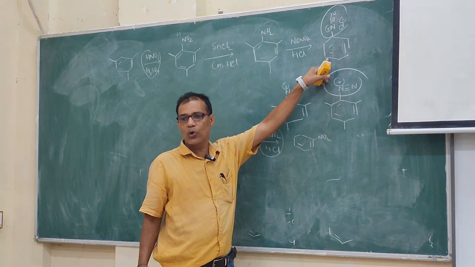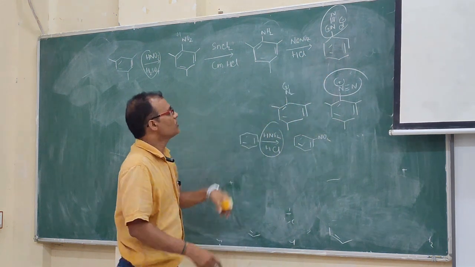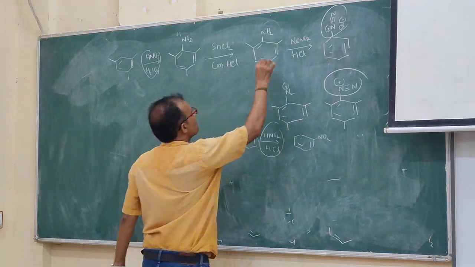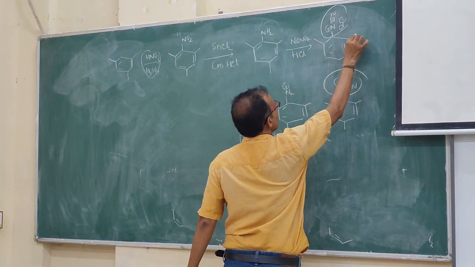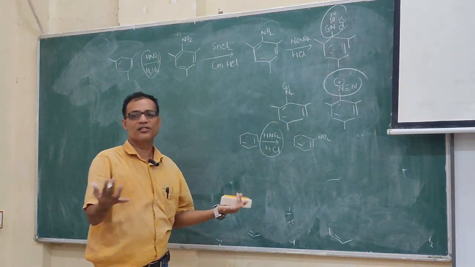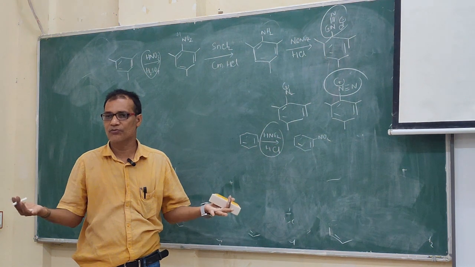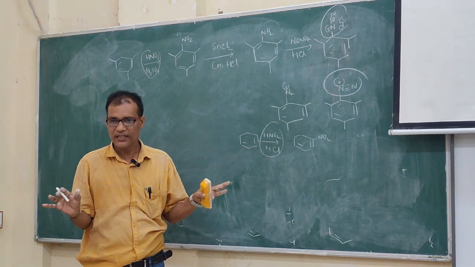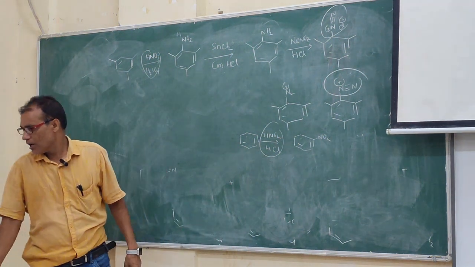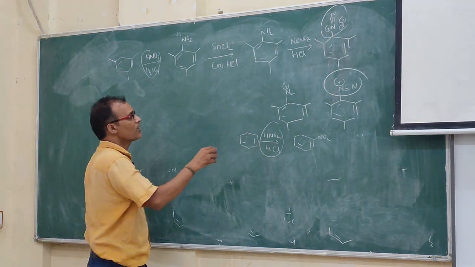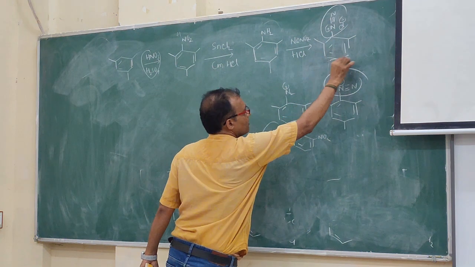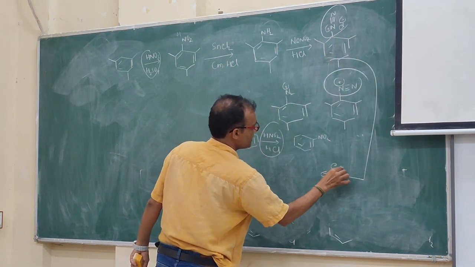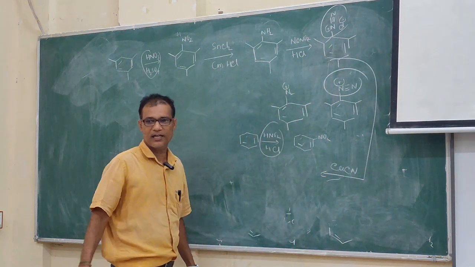Sometimes don't get confused, because here you have 3 methyl groups. It may be a methoxy group also, it may be a different group. So don't worry, but is the backbone there or not? That aniline backbone should be there. Now you give copper cyanide. Then what is this reaction? Copper(I) cyanide? Sandmeyer.